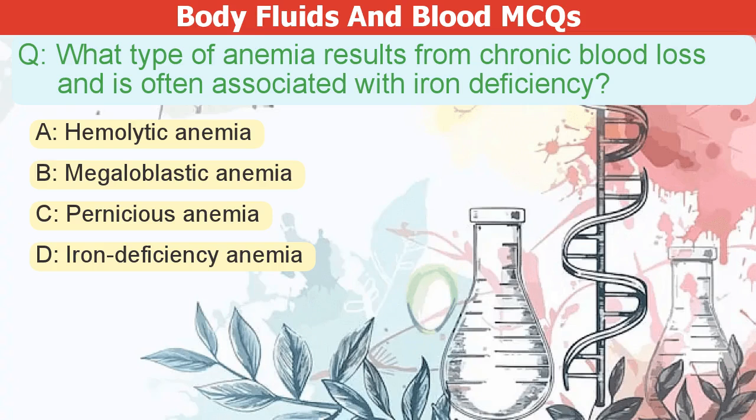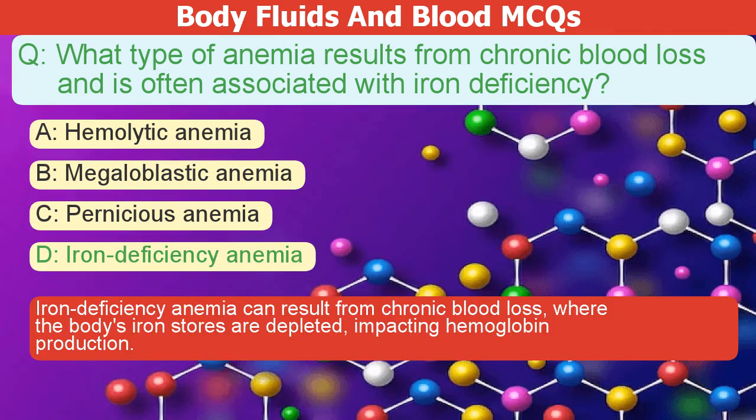What type of anemia results from chronic blood loss and is often associated with iron deficiency? A. Hemolytic anemia. B. Megaloblastic anemia. C. Pernicious anemia. D. Iron deficiency anemia. The correct answer is D. Iron deficiency anemia can result from chronic blood loss, where the body's iron stores are depleted, impacting hemoglobin production.